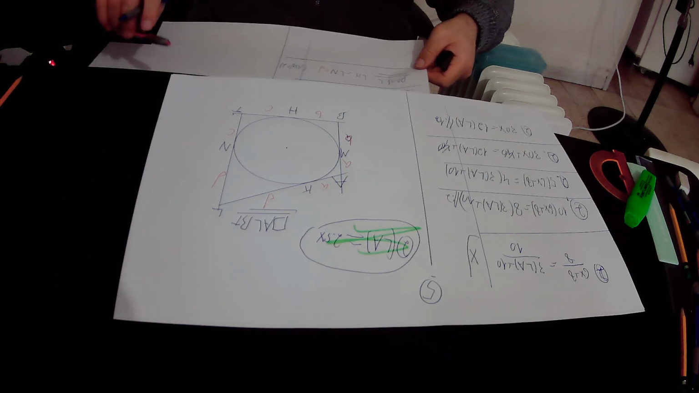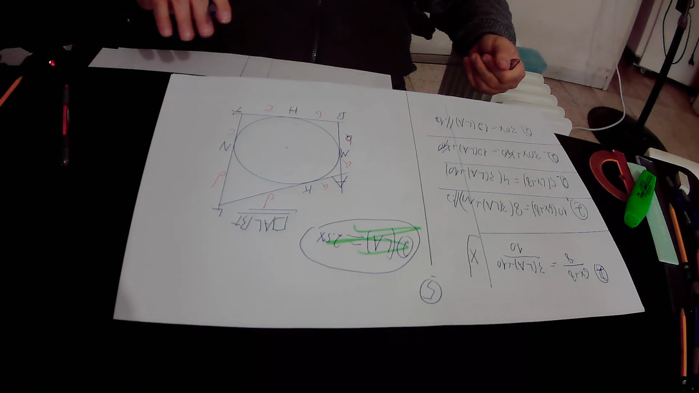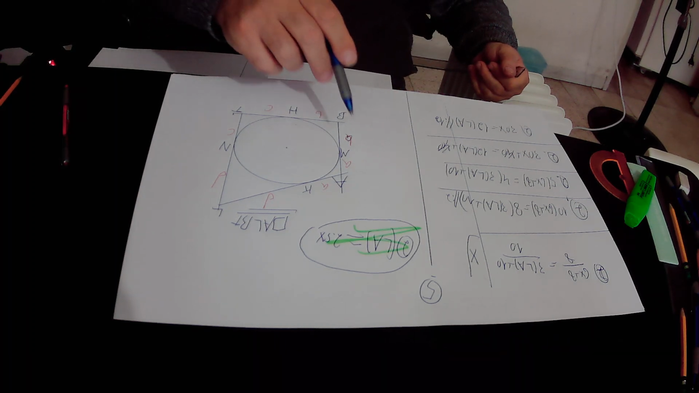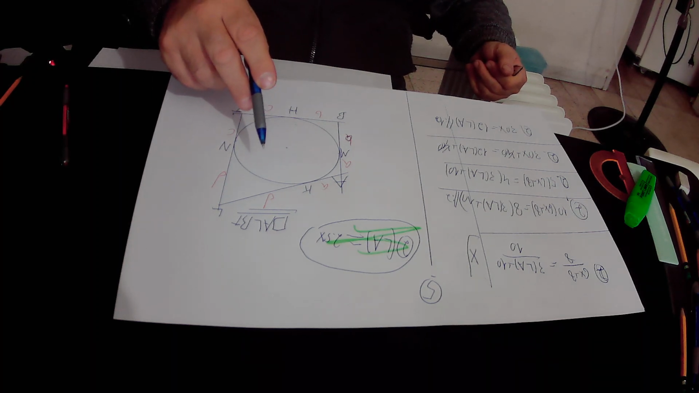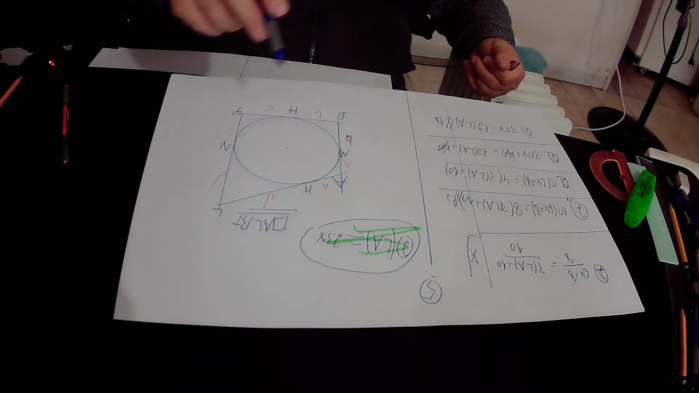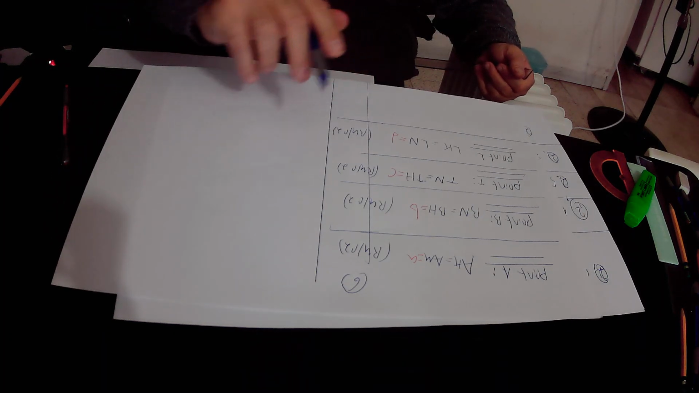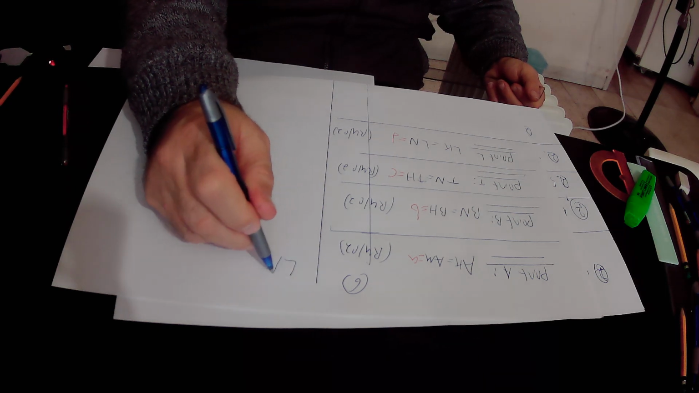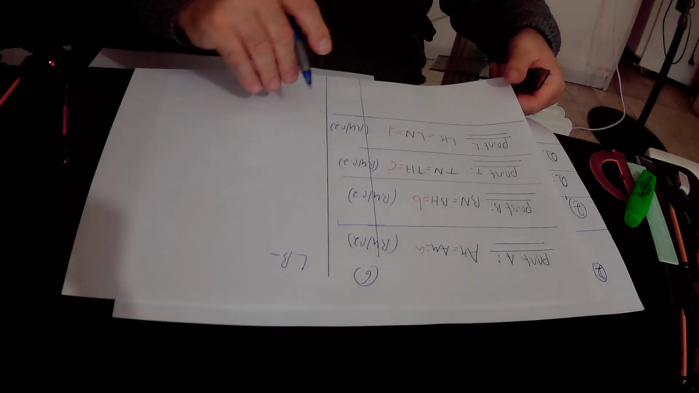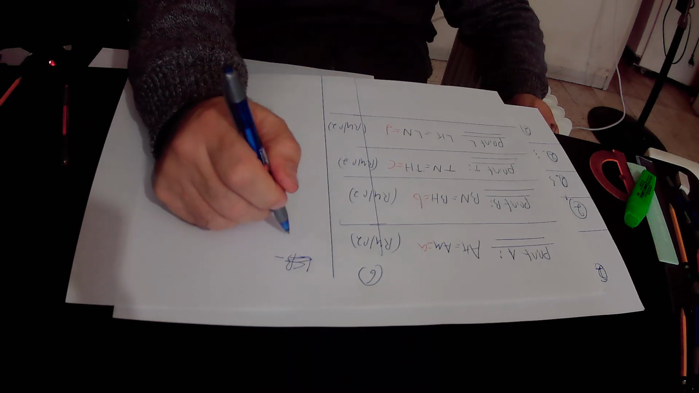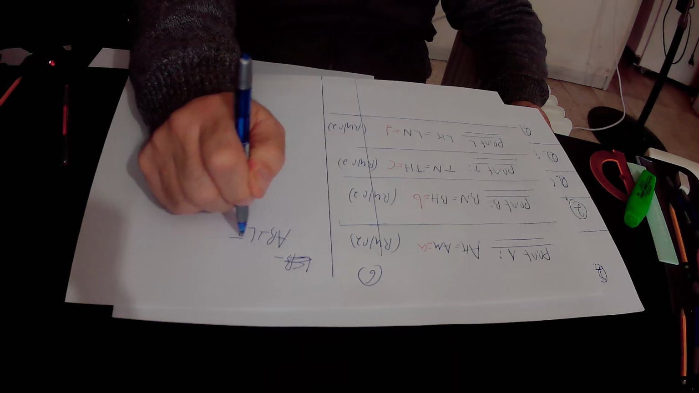In the next step, we will add side AB to side LT in this quadrilateral ALBT. Again, AB plus LT. What is the value of side AB? Again, side AB plus side LT.